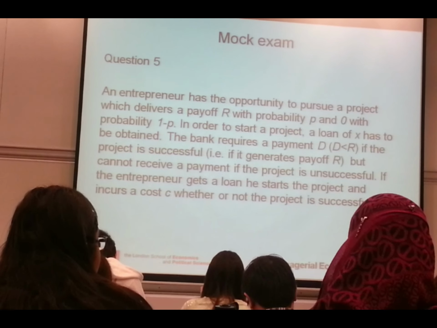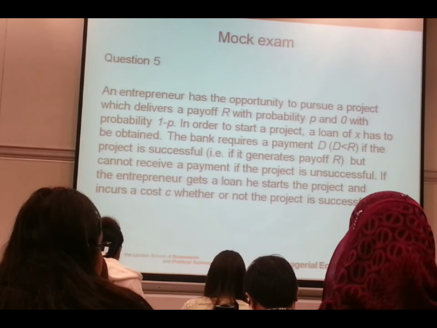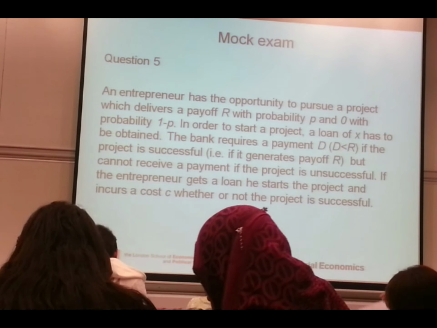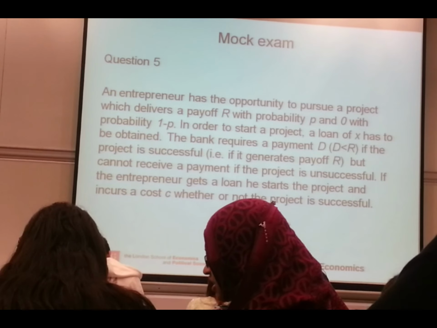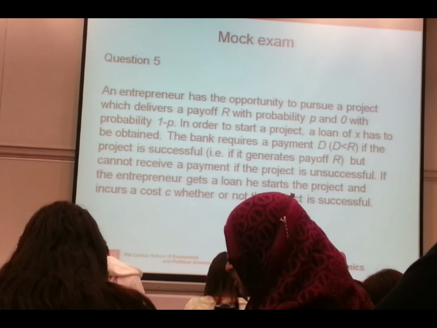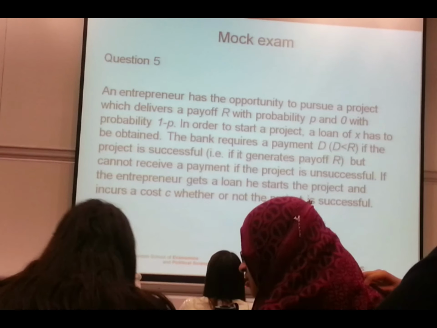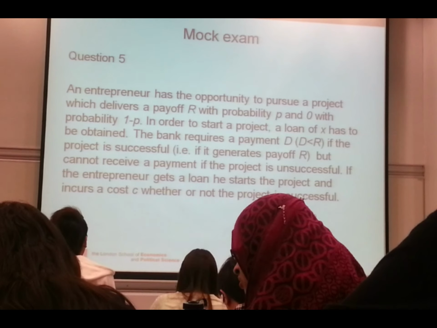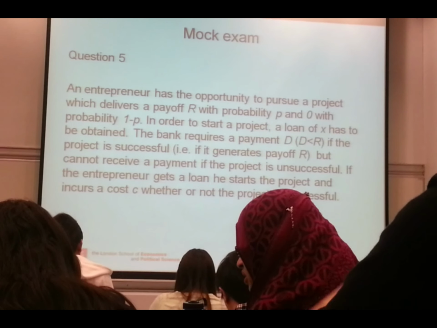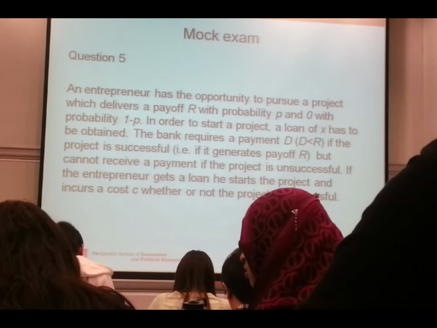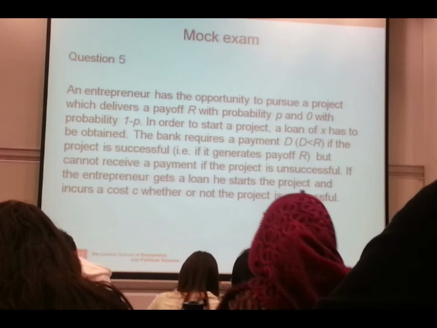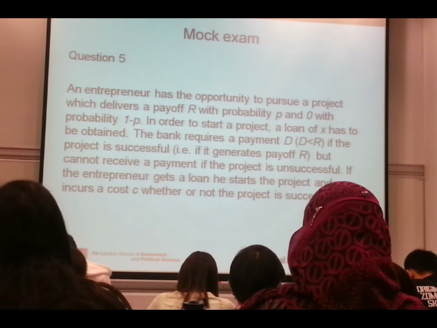Good. Now, question 5. The entrepreneur has a project that gets R with probability P and 0 with probability 1 minus P. To start a project, he has to get a loan of X, and the bank is going to require a payment of D if the project is successful. It will not be paid back if the project is not successful.